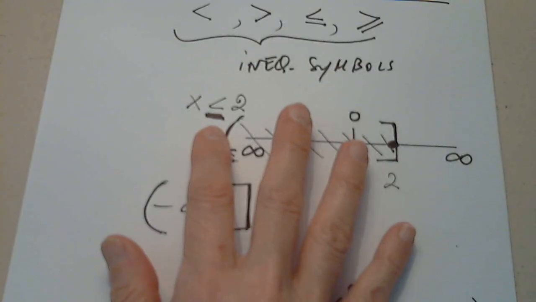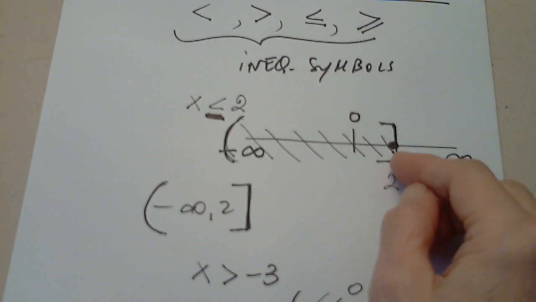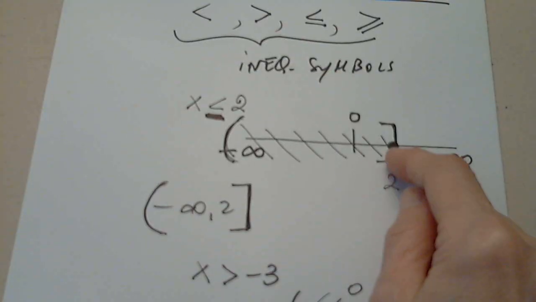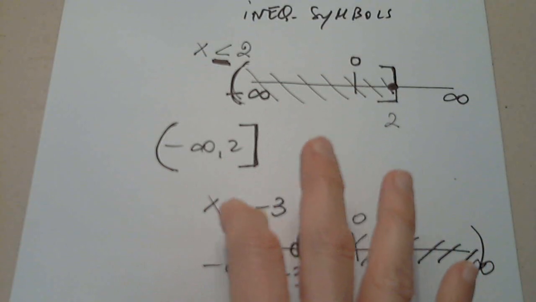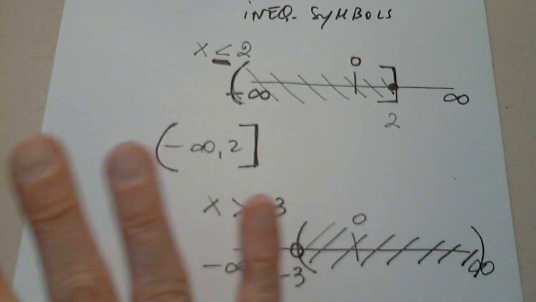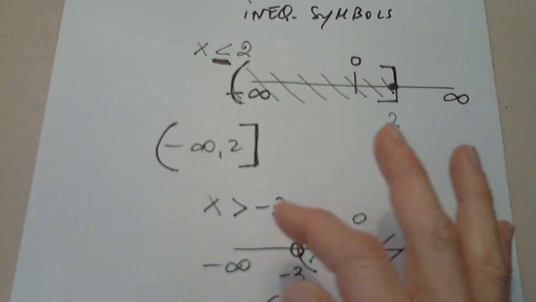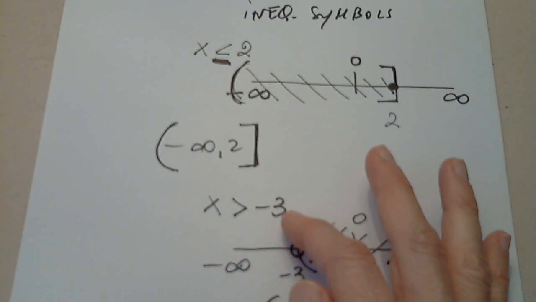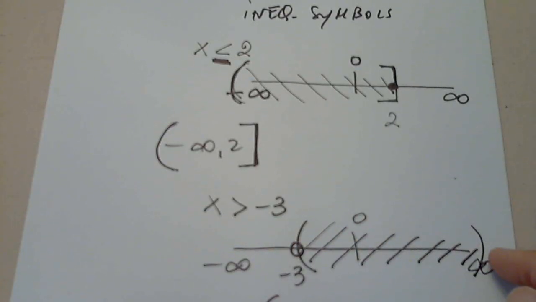Again, x less than or equal to 2, from negative infinity to 2, including 2. When we say including 2, we mean a full point, and we mean bracket. Here, x greater than negative 3 means not including negative 3, but everything else, from negative 2.99999. So from that point to the right.